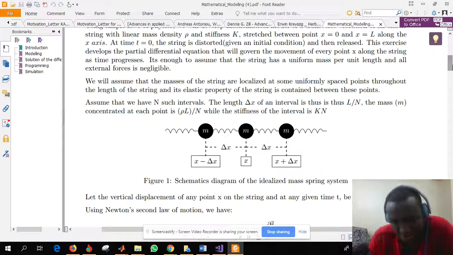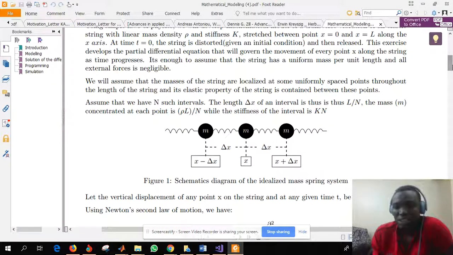So I have presented a simple diagram. I did all this with mathematics. You have the position x, you have x minus delta x and x plus delta x. So using a given number of these masses, we now find that the mass of each of those masses concentrated at those points will be the product of rho and the length divided by the number n that we're using. So rho times length will be the total mass of the string.